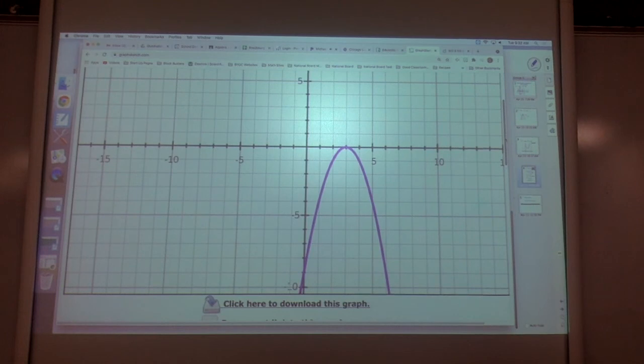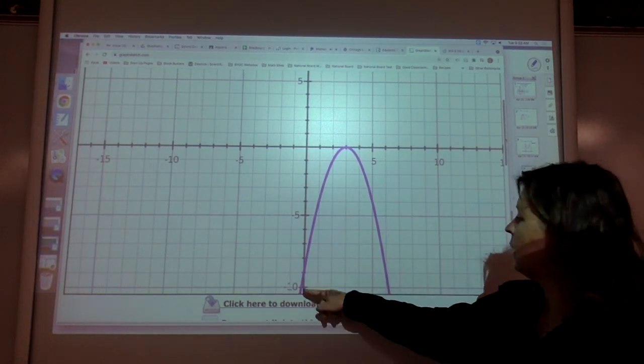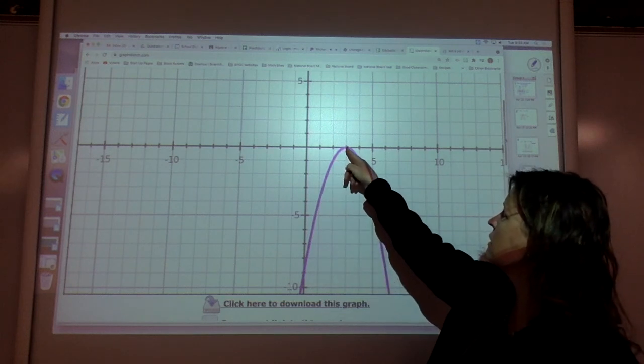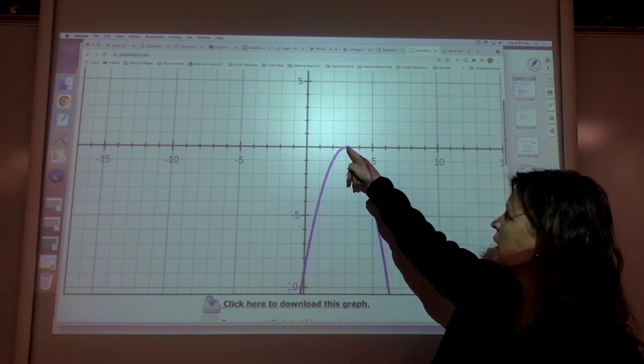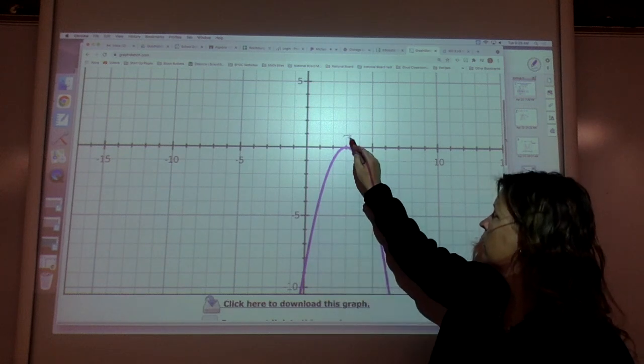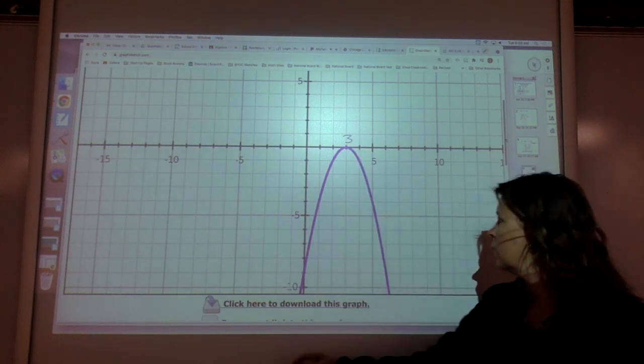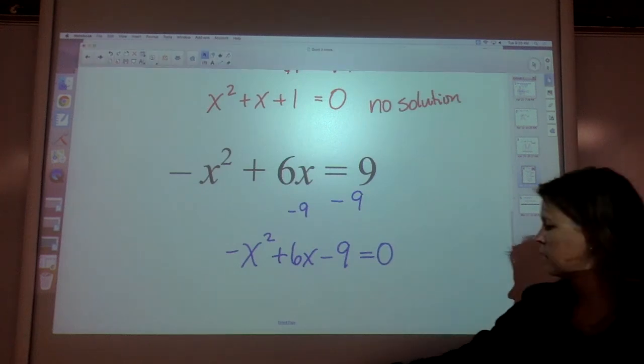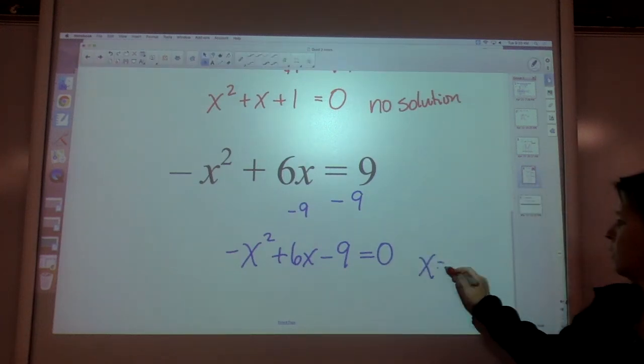I made my graph purple this time. But notice what happened. It went up and up and up and up and up. It just hit the x-axis right at the vertex and went right back down. So that's over 1, 2, 3. Therefore, our answer to this is x equals 3.